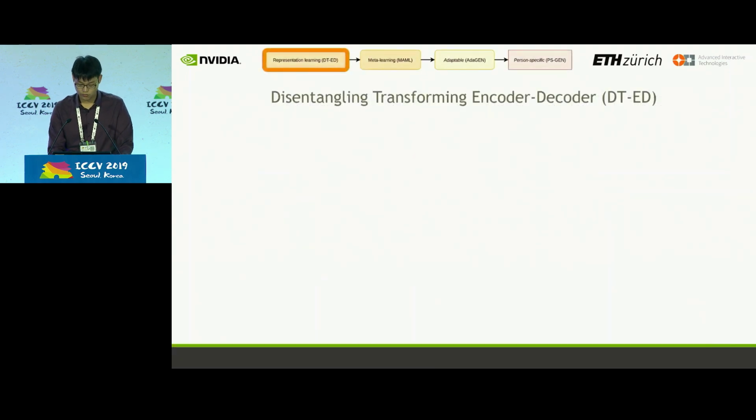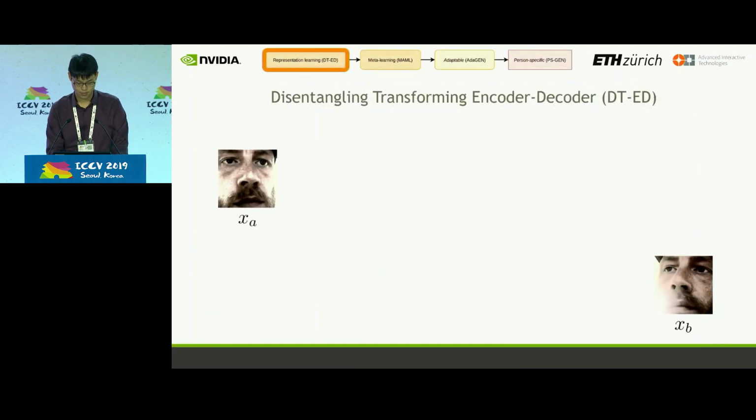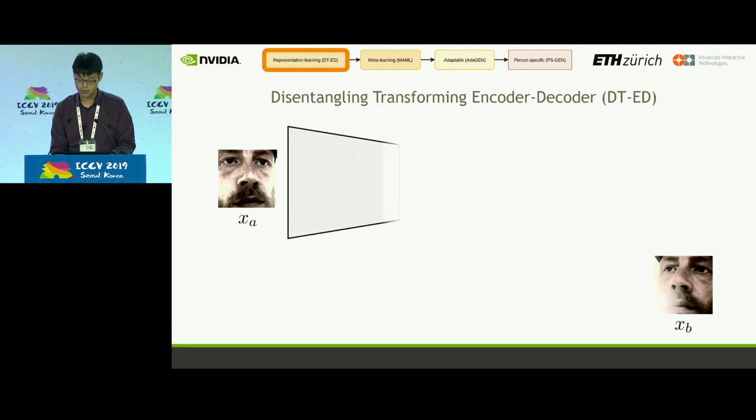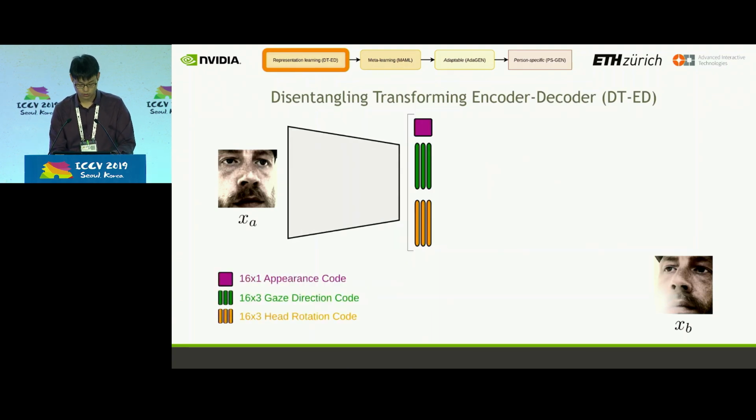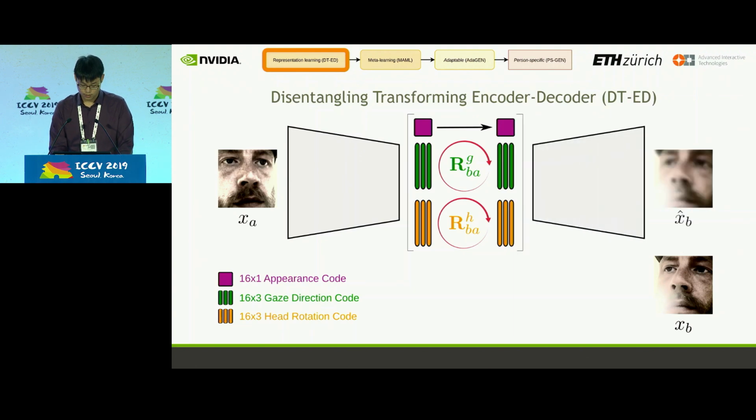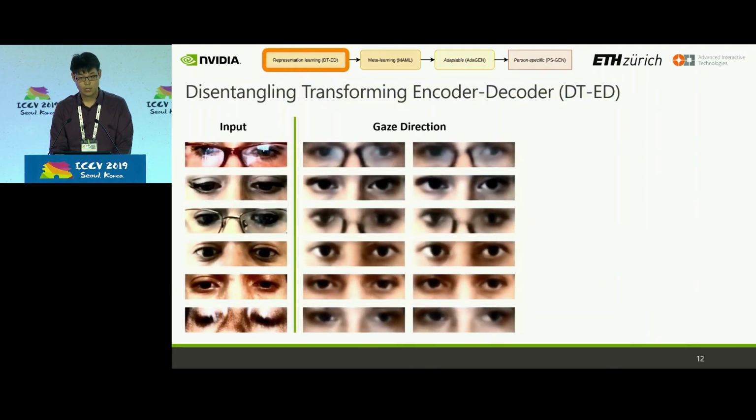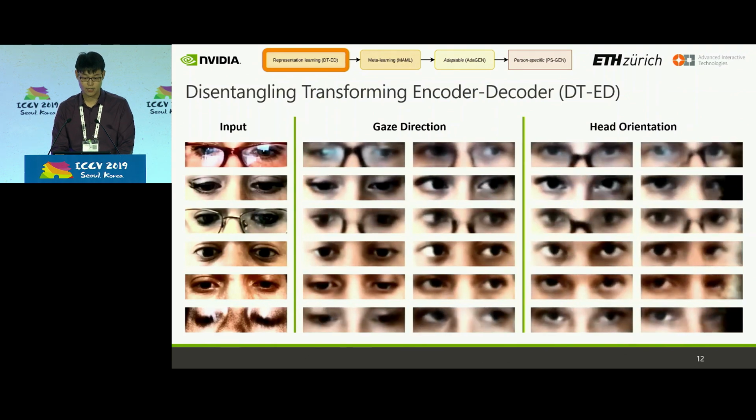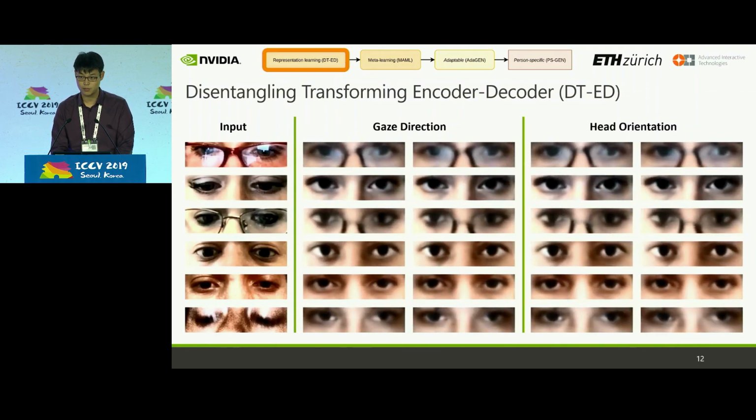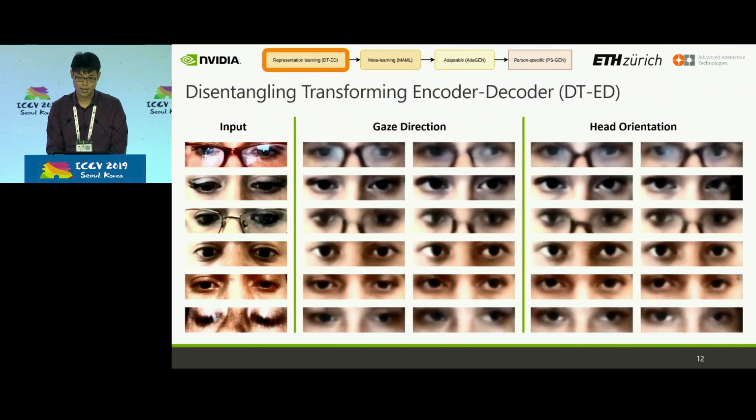DTED training begins with a pair of images from the same person. One image is embedded into 3 latent spaces: appearance, gaze, and head pose. Then the gaze and head pose codes are rotated based on known differences, with the appearance code passing through. The decoder output is guided with an L1 loss, with the gaze code further supervised with additional loss terms. Our DTED is able to learn rotational equivariance with respect to gaze direction and head orientation, with clear disentanglement between the two. In addition, our gaze representation is compact and task-specific.